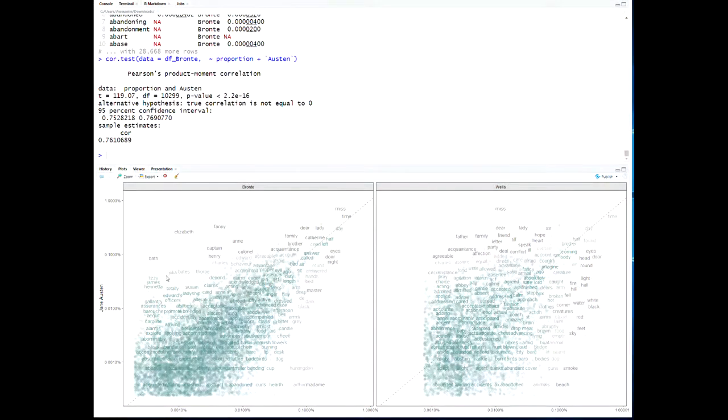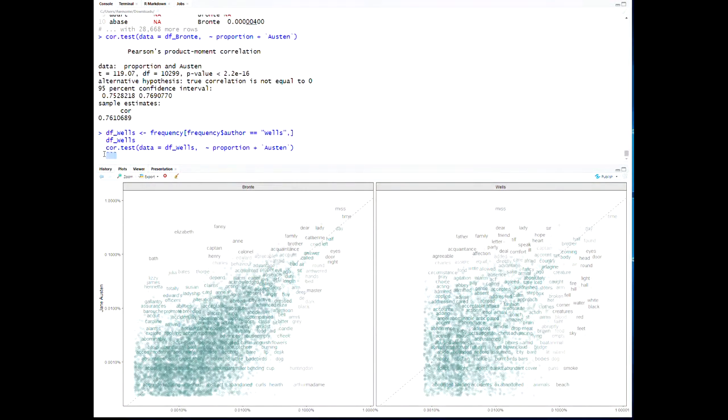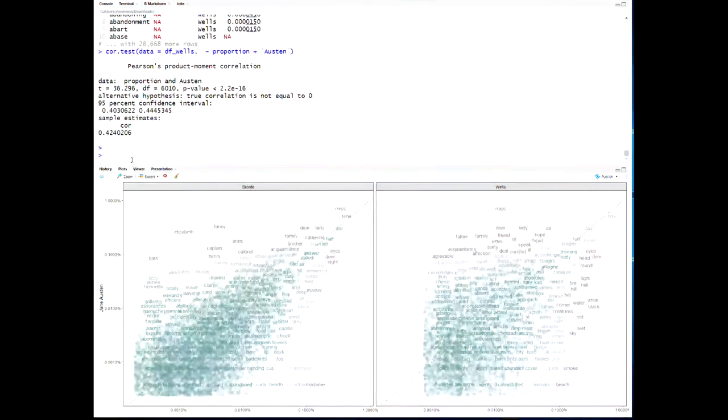If I do the exact same thing, where I'm using Wells instead, I find a much smaller correlation, right? So this gives me some numerical quantification to how similar or how different these two authors are on their body of work. At this point, now I would like for you to pick 3 authors.